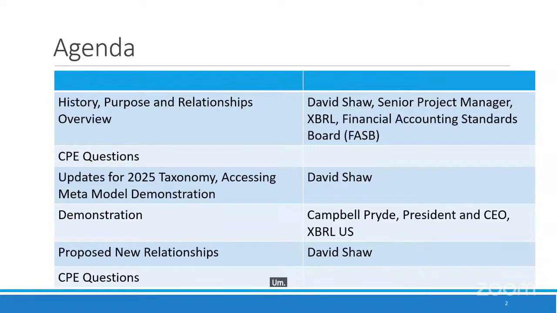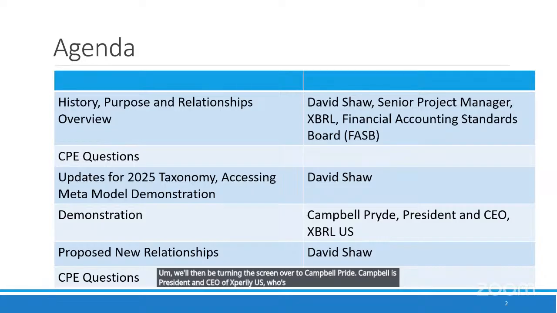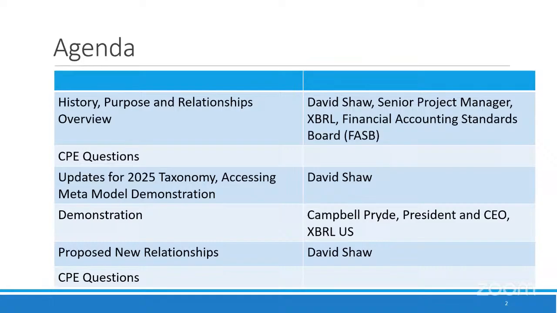We'll then be turning the screen over to Campbell Pride. Campbell is President and CEO of XBRL US, who's going to give a demonstration. And then finally, Dave Shaw is going to cover proposed new relationships. And we'll have our final CPE question. So be sure to stick around for all the CPE questions.